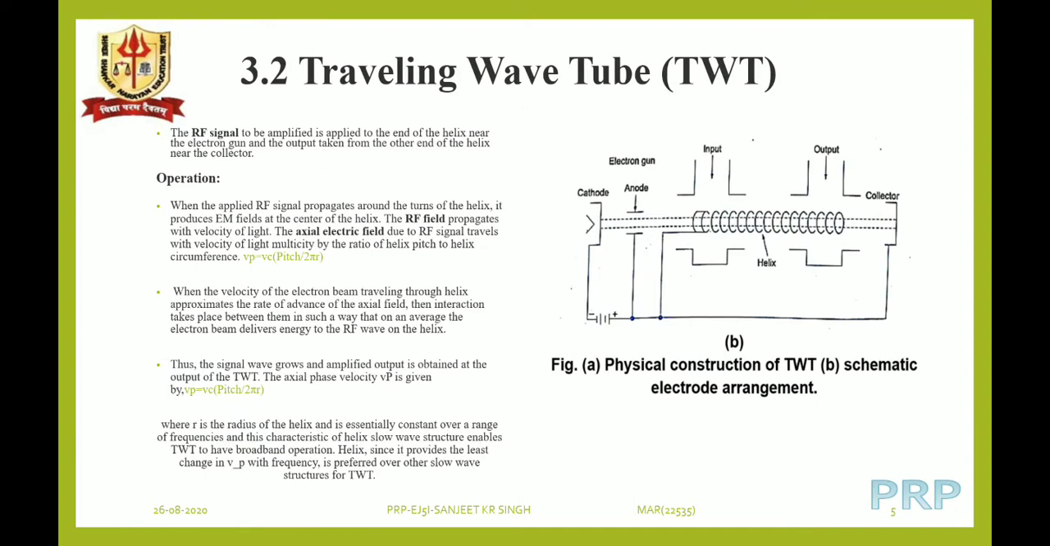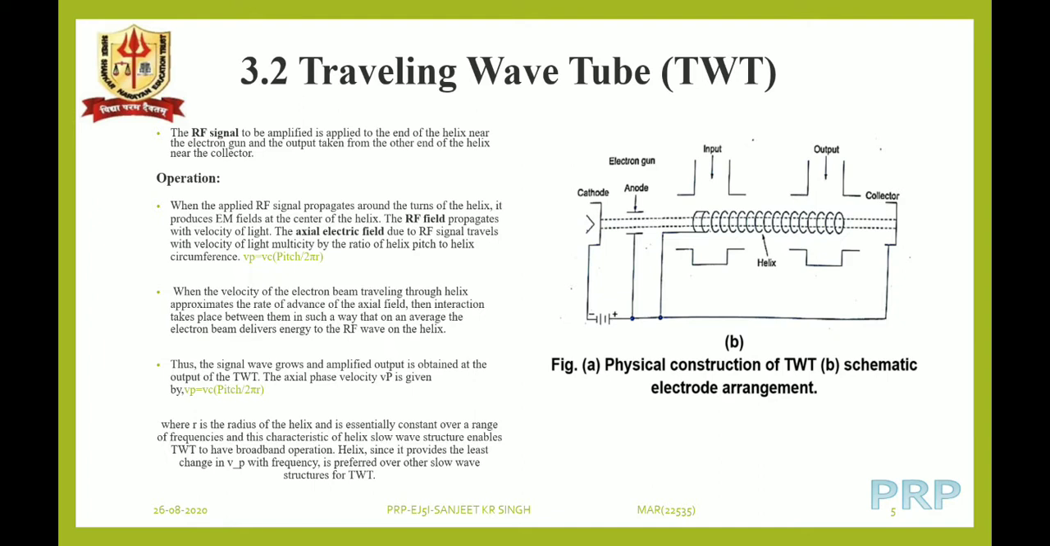So the signal to be amplified, the radio frequency signal, when it is fed to the input waveguide or through a coaxial cable, is propagated along the helical structure. So it is moving on the helical structure. The radio frequency signal is moving at the speed of light, whereas its axial electric field, that is along the length of the tube, is moving slightly slower, nearly equal to the electron beam velocity.